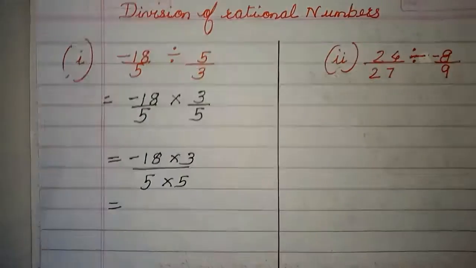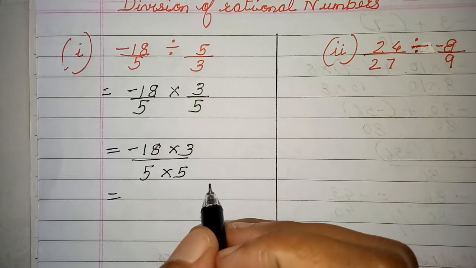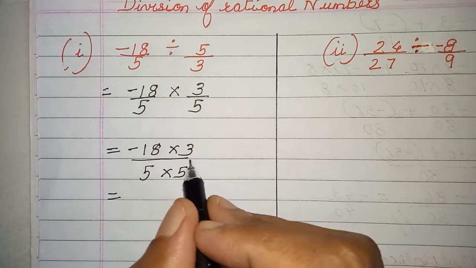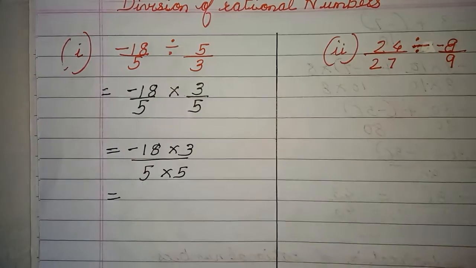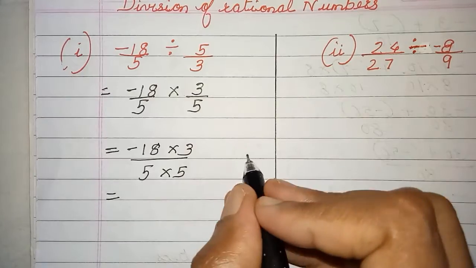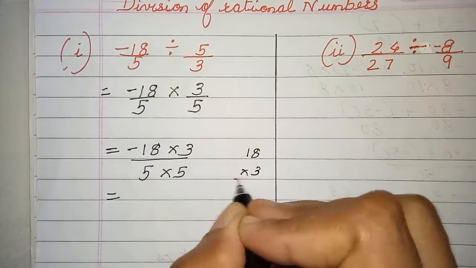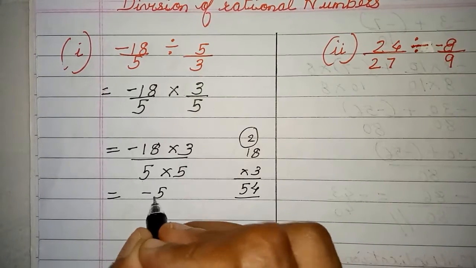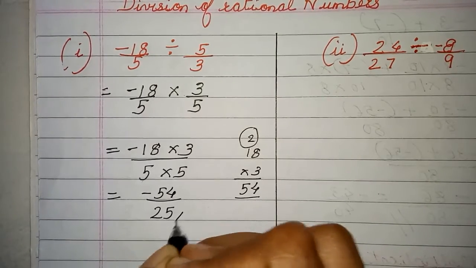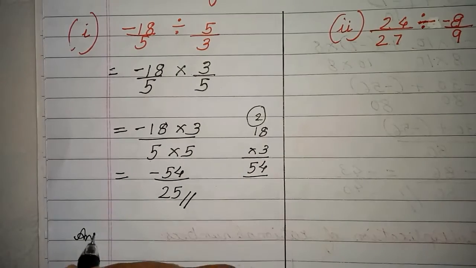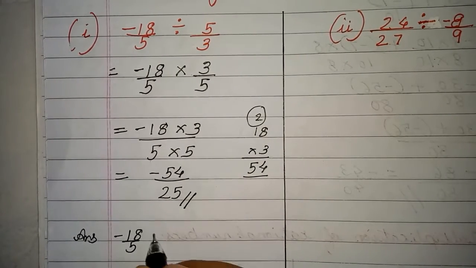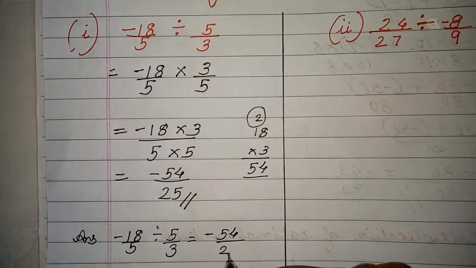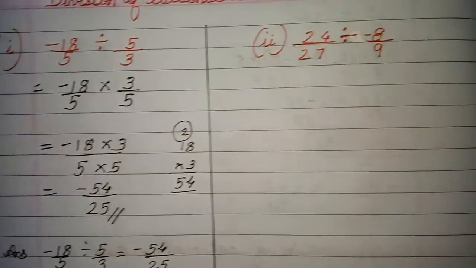Now can you cancel something here? Can I cancel 3 and 18? No. Can I cancel 5 and 5? No, because you should cancel one number from the numerator, one number from the denominator. So I cannot cancel. So I will do here my multiplication. 18 threes are 54 with a minus sign. 5 fives are 25. So you can write the answer: minus 18 by 5 divided by 5 by 3 is minus 54 by 25. Okay.